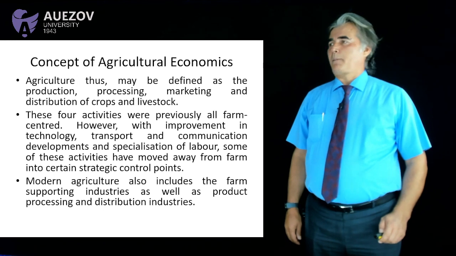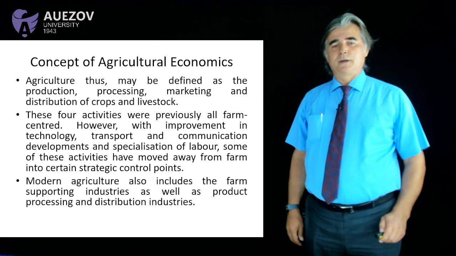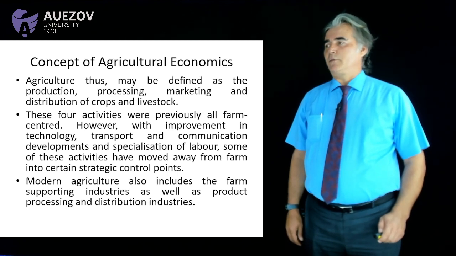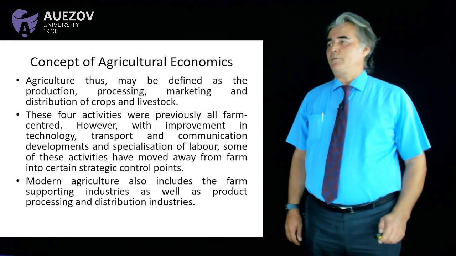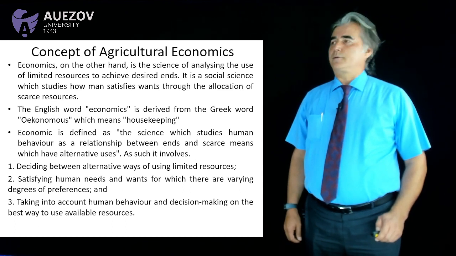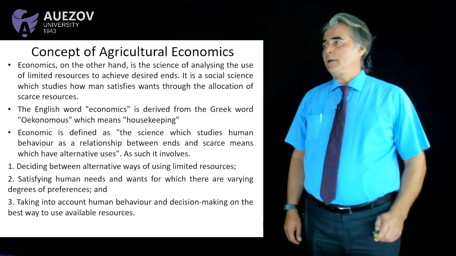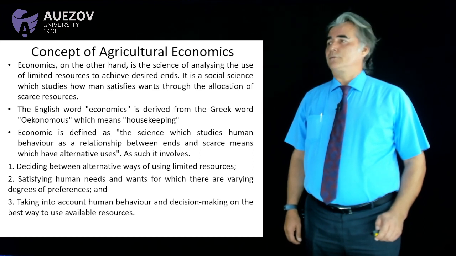However, with improvement in technology, transport and communication development, and specializing of labor, some of these activities have moved away from the farm to certain strategic control points. Now, we define economics as the science of analyzing the use of limited resources to achieve desired ends. So it is a social science, and it studies how man satisfies wants through the allocation of scarce resources.